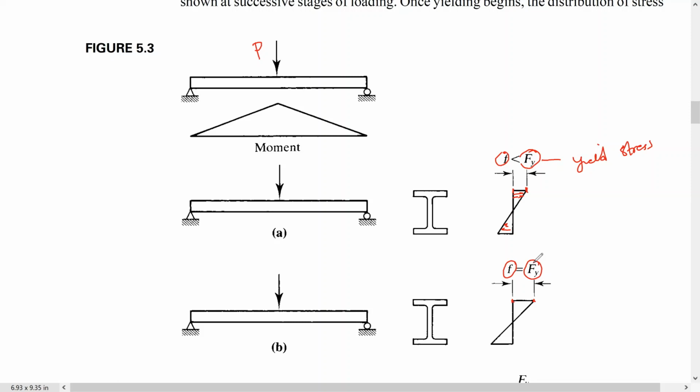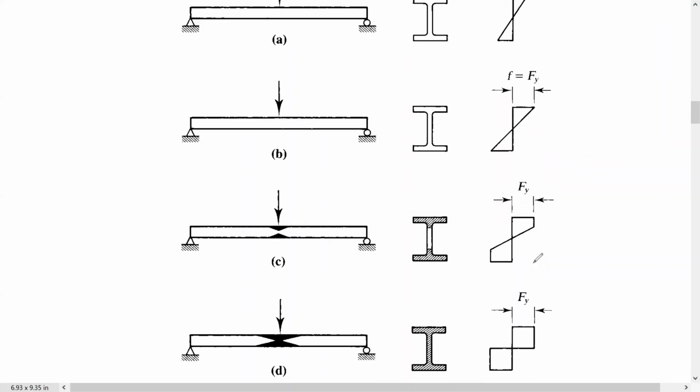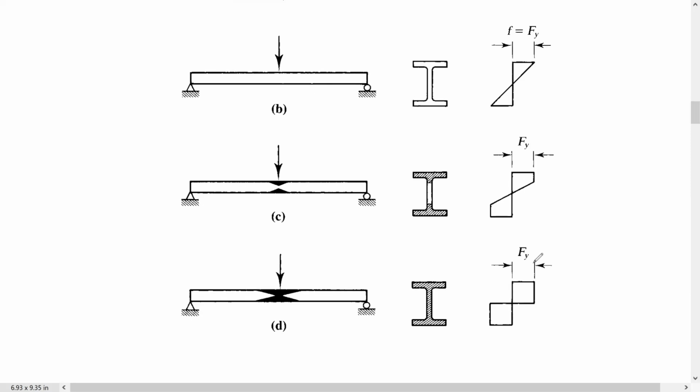Let's see what happens if we keep increasing the load. At some point we are going to start having a plastic zone. If you see here, just this fiber at the top and bottom has yielded, but there is still an area here that has not yielded yet.